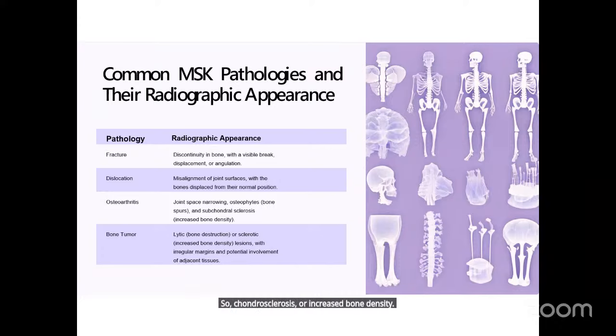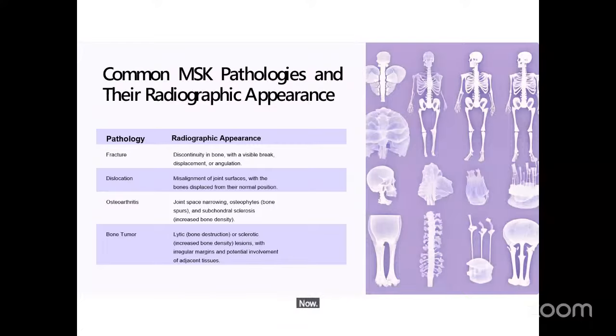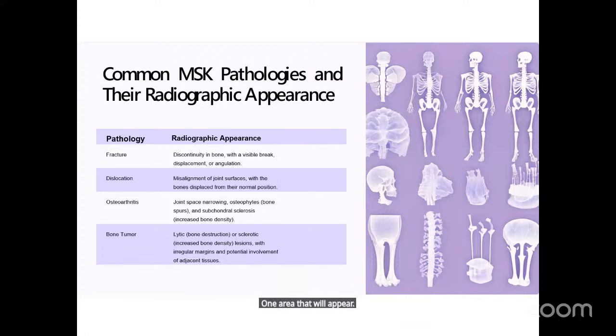How about bone tumors or bone cancers? Bone is expected to appear radio opaque, isn't it? Yes, we expect bones to appear radio opaque. Tumor destroys bones. So if they destroy bones, rather than radio opaque, a focal area will appear. We call those focal areas lytic changes.